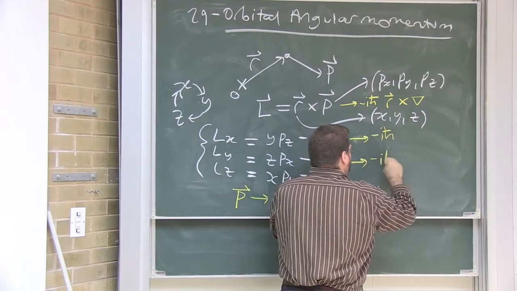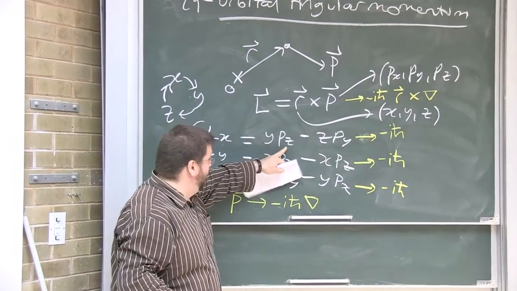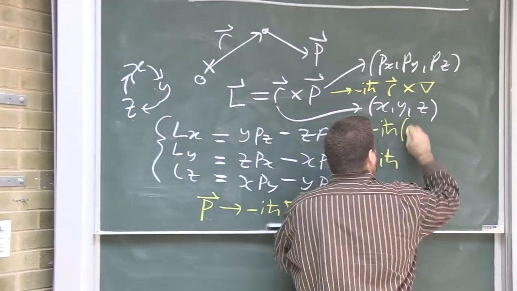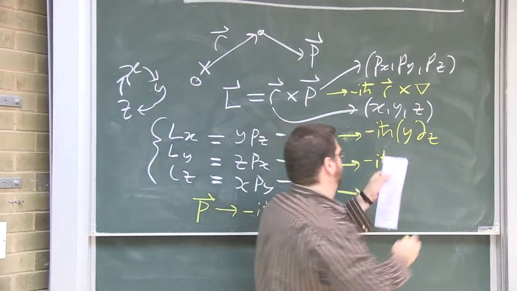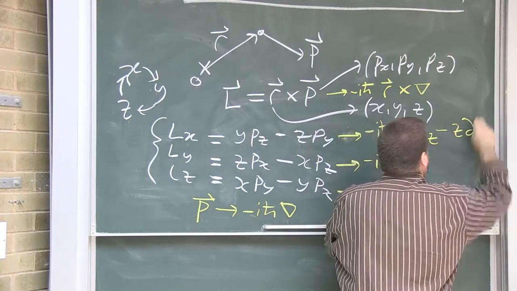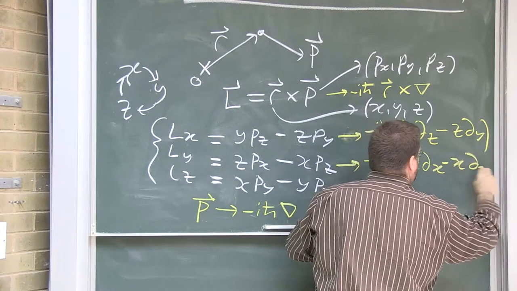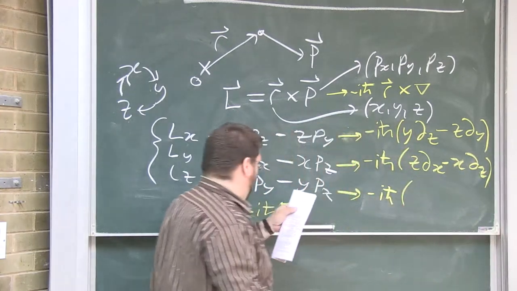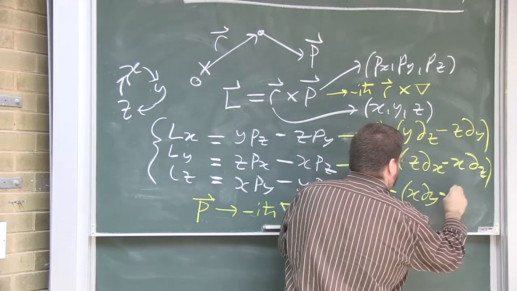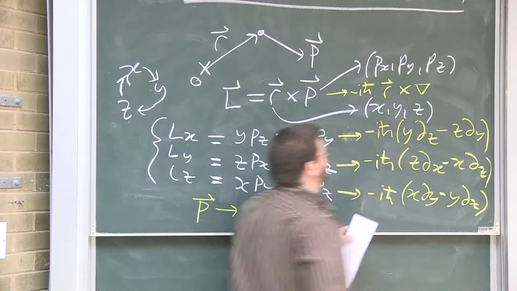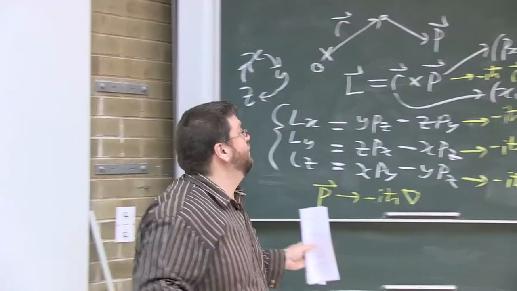Minus iħ comes out the front, and we get y ∂/∂z and so on. Let me just write ∂/∂z as this shorthand. This means ∂/∂z. Again, z ∂/∂x. Sorry, x ∂/∂y, etc. So these are our Cartesian components of the orbital angular momentum operator.